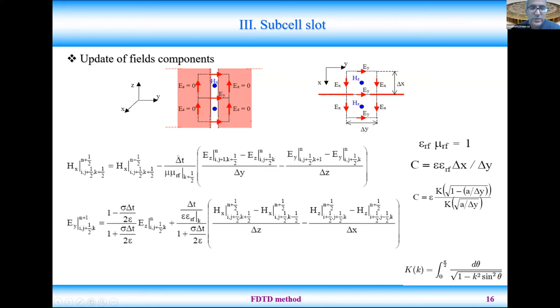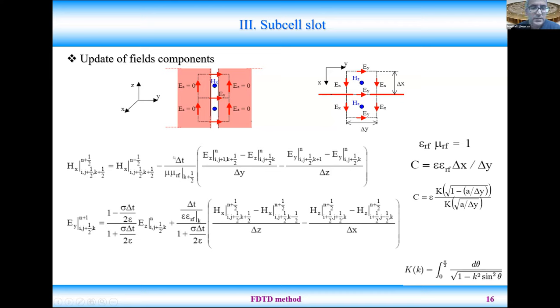So the model is the following one. We have to introduce this epsilon RF, mu RF, and this equivalent capacitance, which is a function of epsilon RF, and which is epsilon epsilon RF delta X over delta Y. So this epsilon is the permittivity of the medium, which could be air. And we can show that the capacitance can be written like this. And this K can be calculated like this.